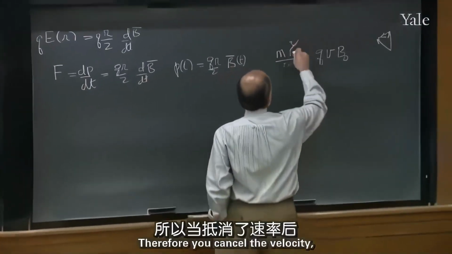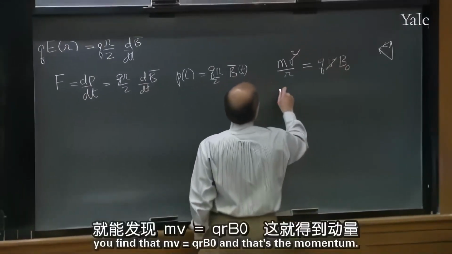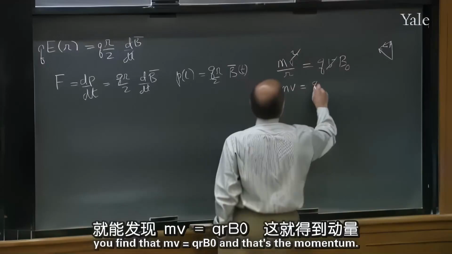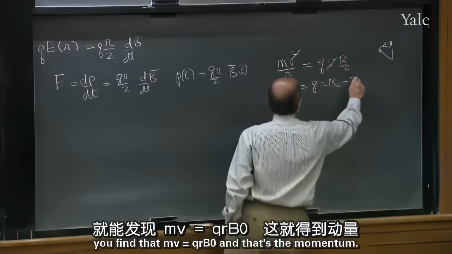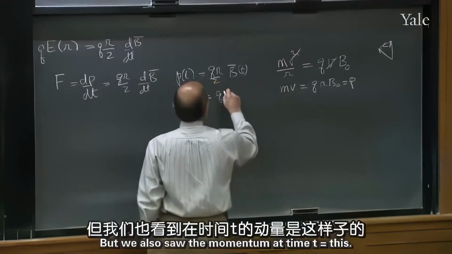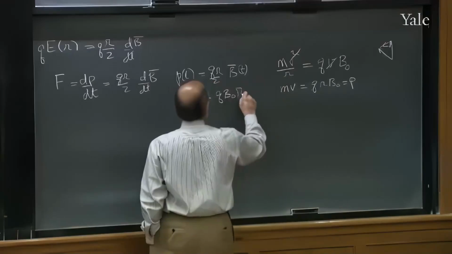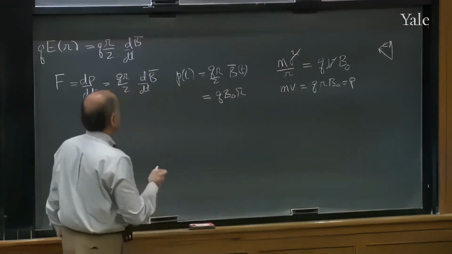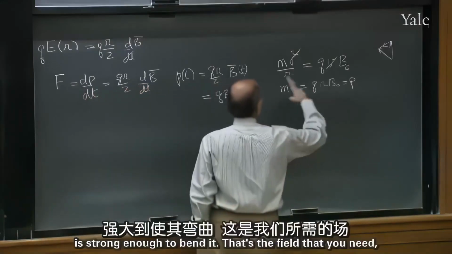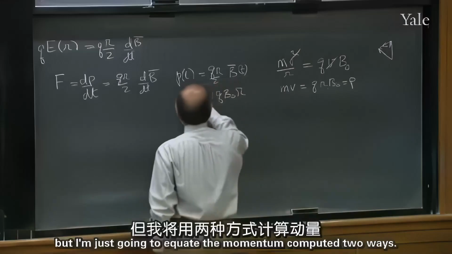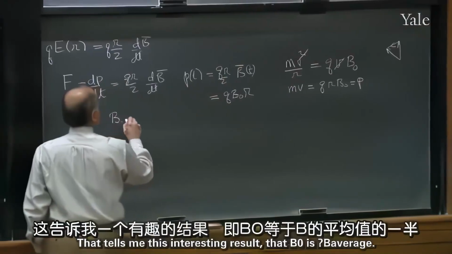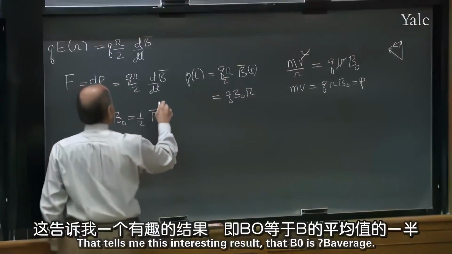Therefore, you cancel the velocity, you find that mv is equal to qrB0, and that's the momentum. But we also saw the momentum at time t is equal to this. They're both expressions for the momentum at time t. This just says the magnetic field hopefully is strong enough to bend it. That's the field that you need. But I'm just going to equate the momentum computed two ways. That tells me this interesting result, that B0 is 1/2 B average.